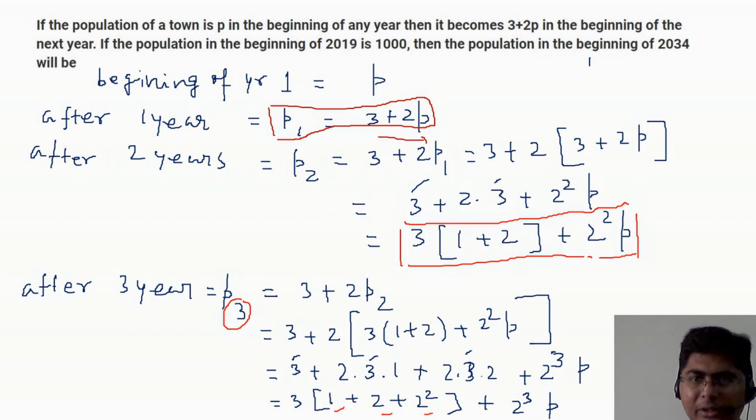Now here, look at what is the power of 2? 2 cube. Here is a 3, here is a 3. Now what is the highest value? Once again 2, which means 3 minus 1. Now can I make a very general formula to predict the populations after n number of years? We can do that.